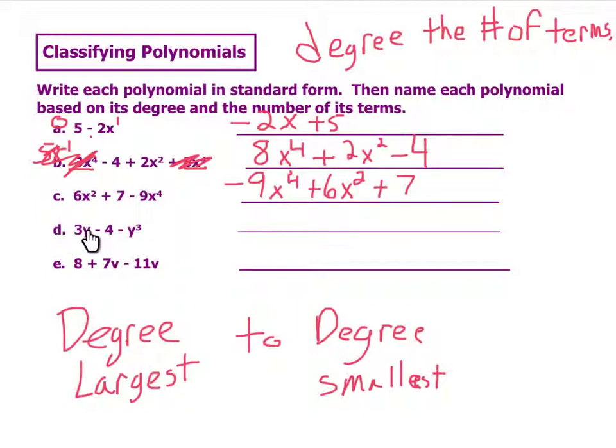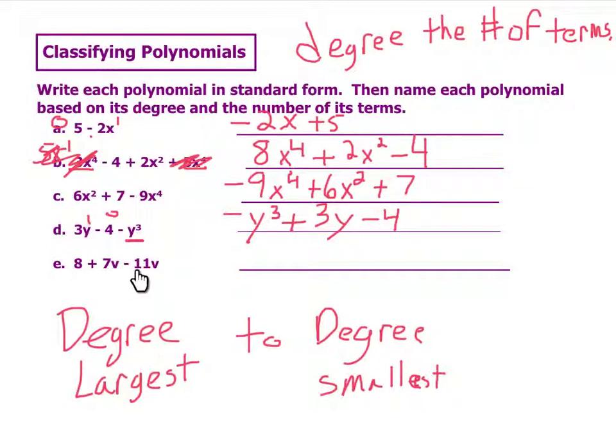Okay, here I have a 1, a 0, and a 3. So this is first. So remember, I keep the negative sign. It belongs to the y to the third. And then this was second, and this is last. So the constant is always last.